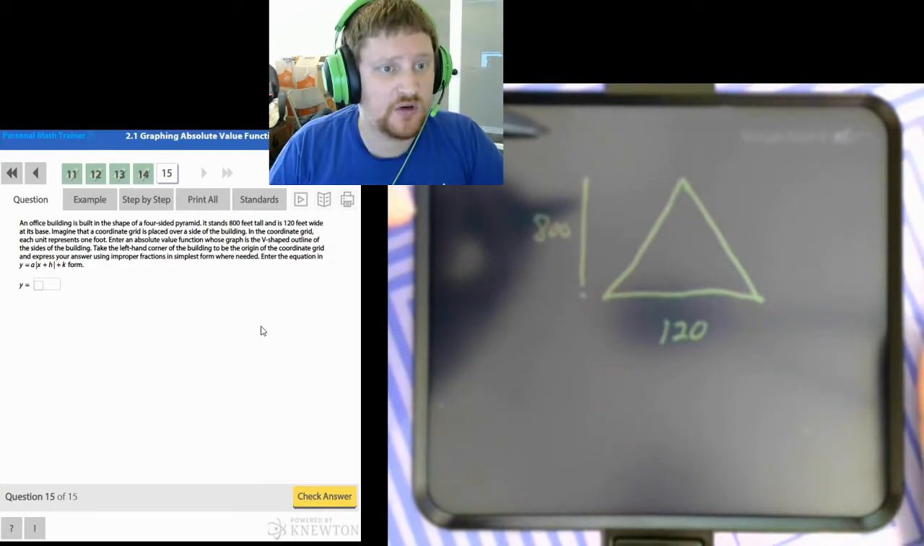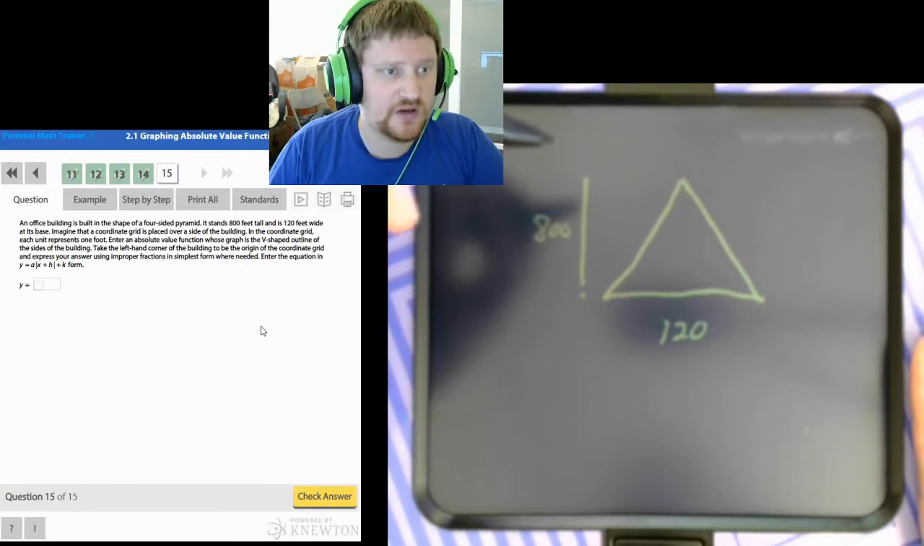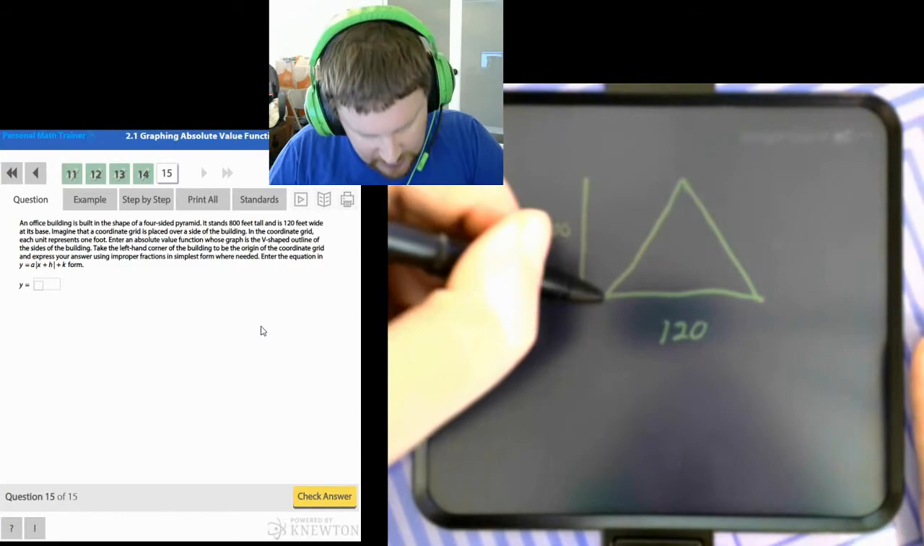Imagine that a coordinate grid is placed over a side of the building. In the coordinate grid, each unit represents 1 foot. Enter an absolute value function whose graph is the V-shaped outline of the sides of the building. Take the left-hand corner of the building to be the origin of the coordinate grid, and express your answer using improper fractions in simplest form where needed. Enter the equation in the form that we've been using.